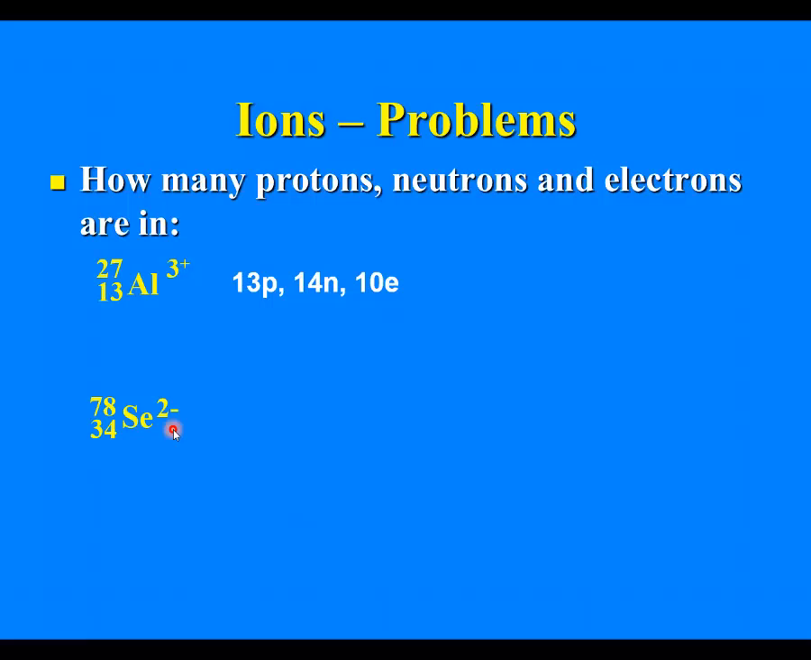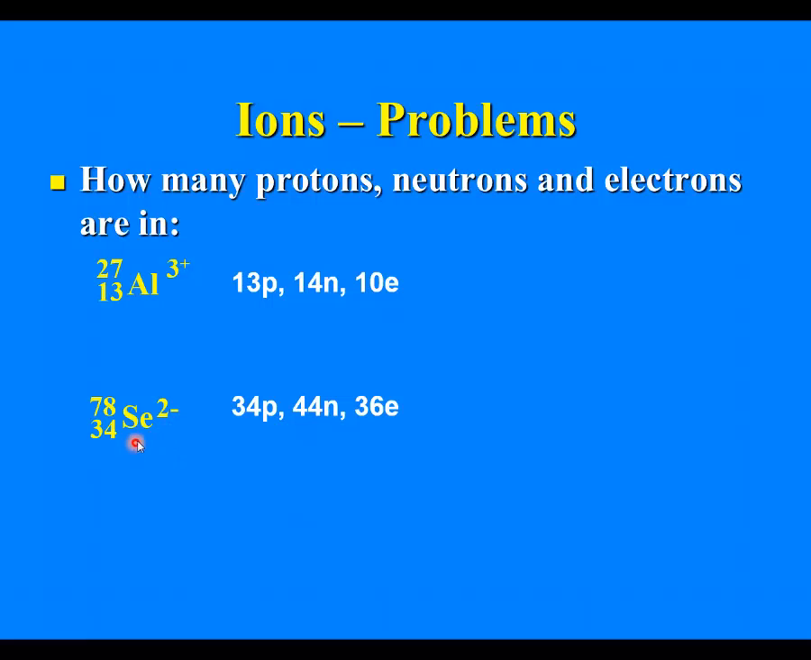Okay, if I want to find my number of neutrons, I could subtract 34 from 78, and I would find that that would leave me with 44, so there'd be 44 neutrons determined from that mass number. So if you had the right answer, it was 34 protons, 44 neutrons, 36 electrons. There's 2 extra electrons because of that -2 charge.